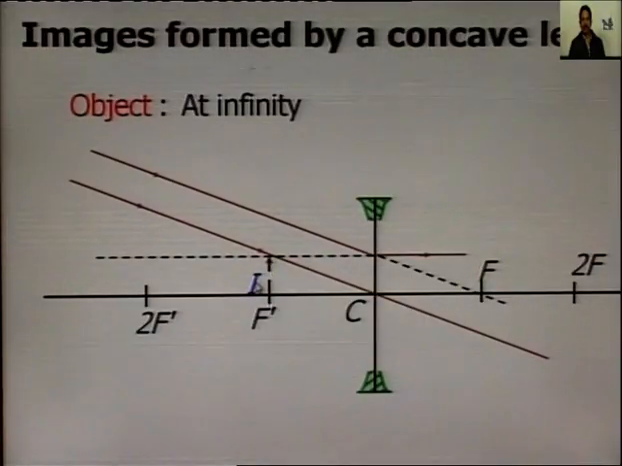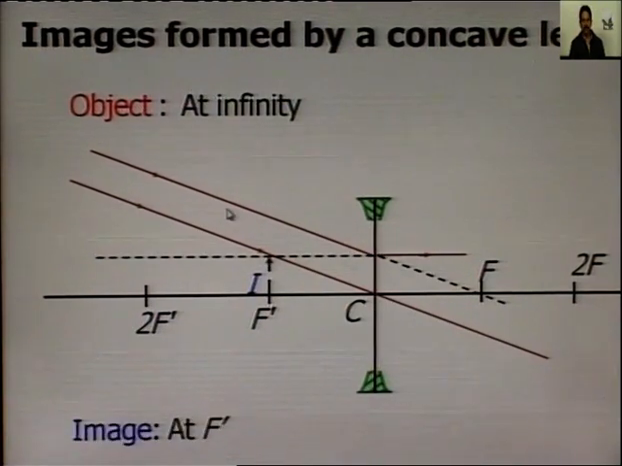So, the image formed is virtual and is formed at the focal point of the lens and is formed on the same side on which the object is. So, the image is at f prime. So, this gives you the example of a concave lens and you can see the image of the far away object.